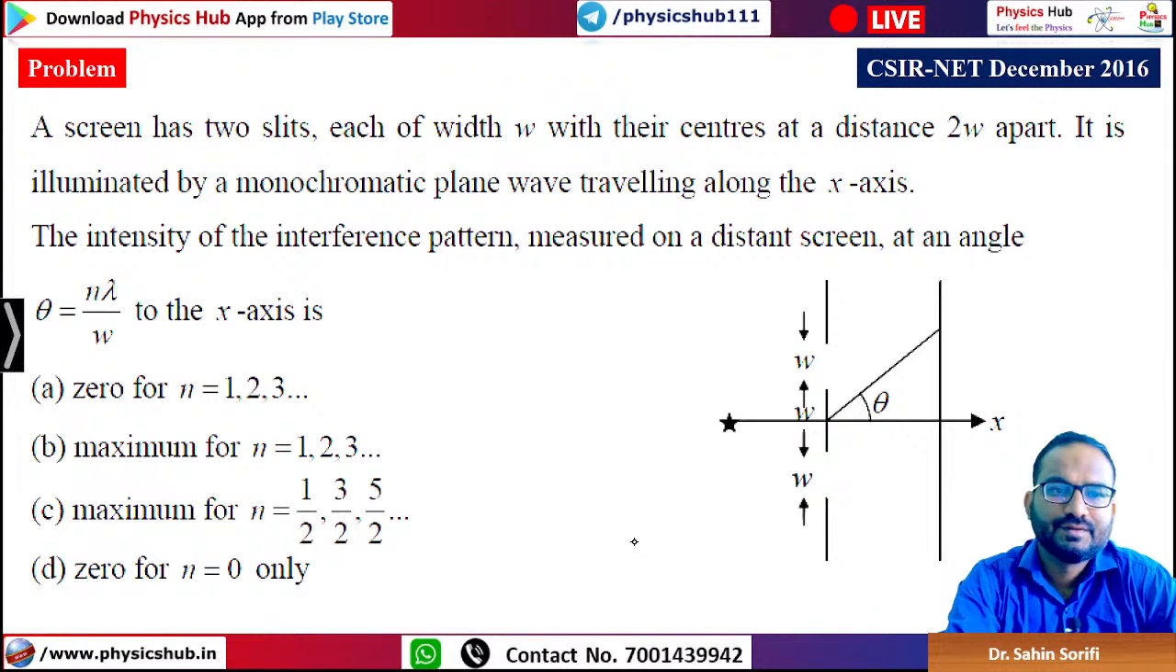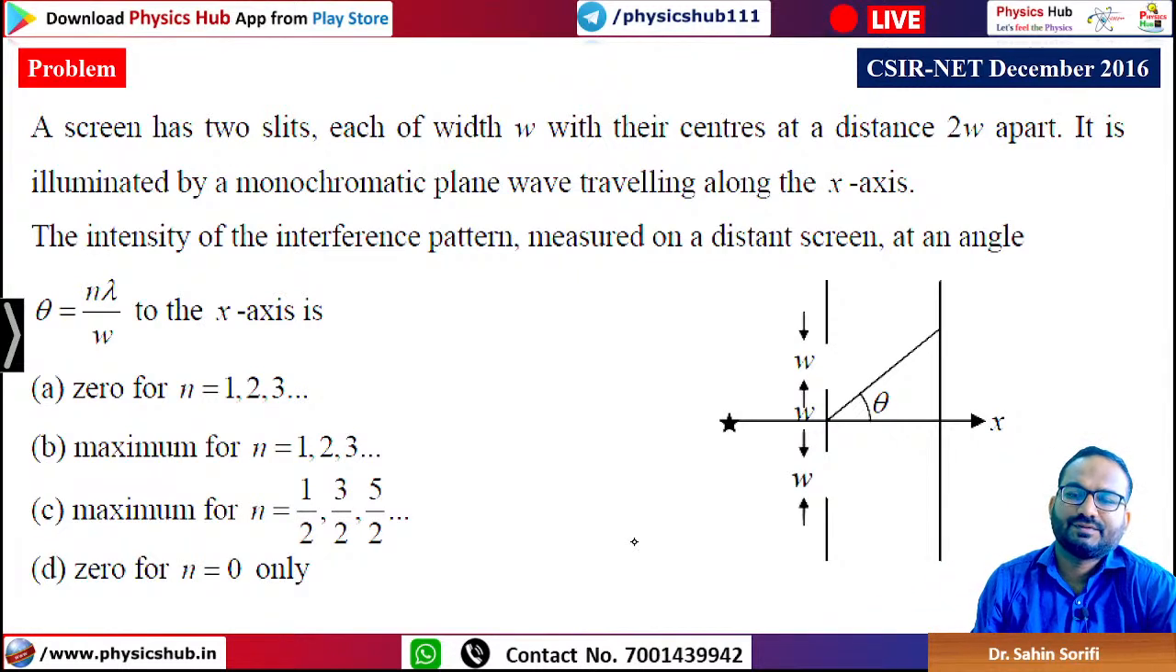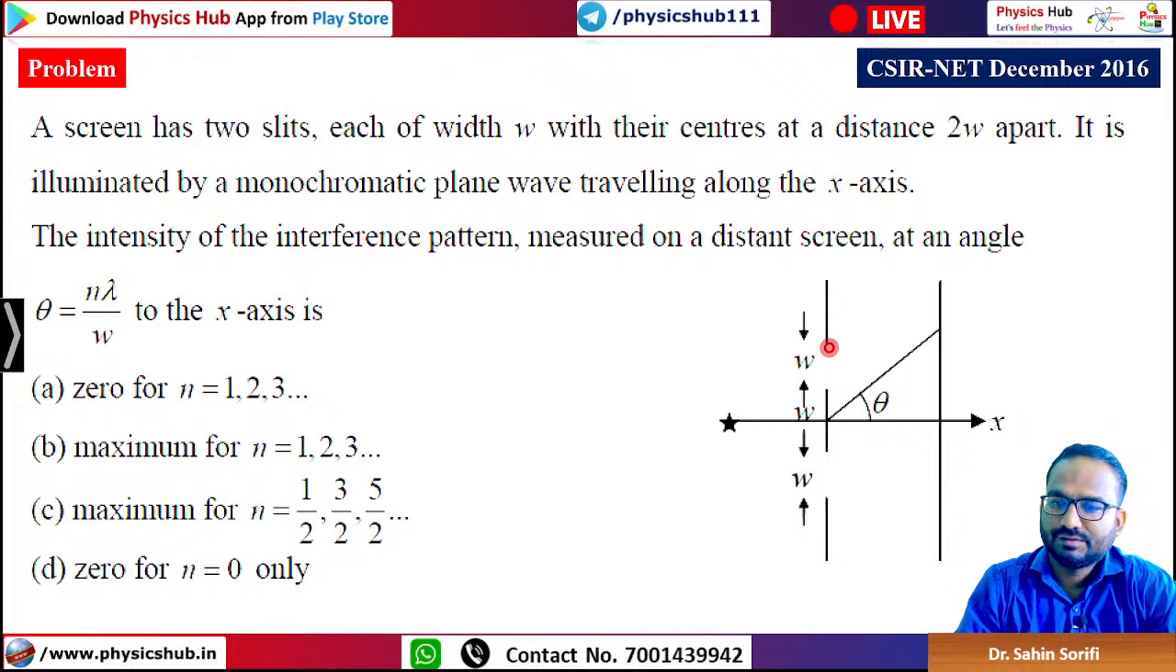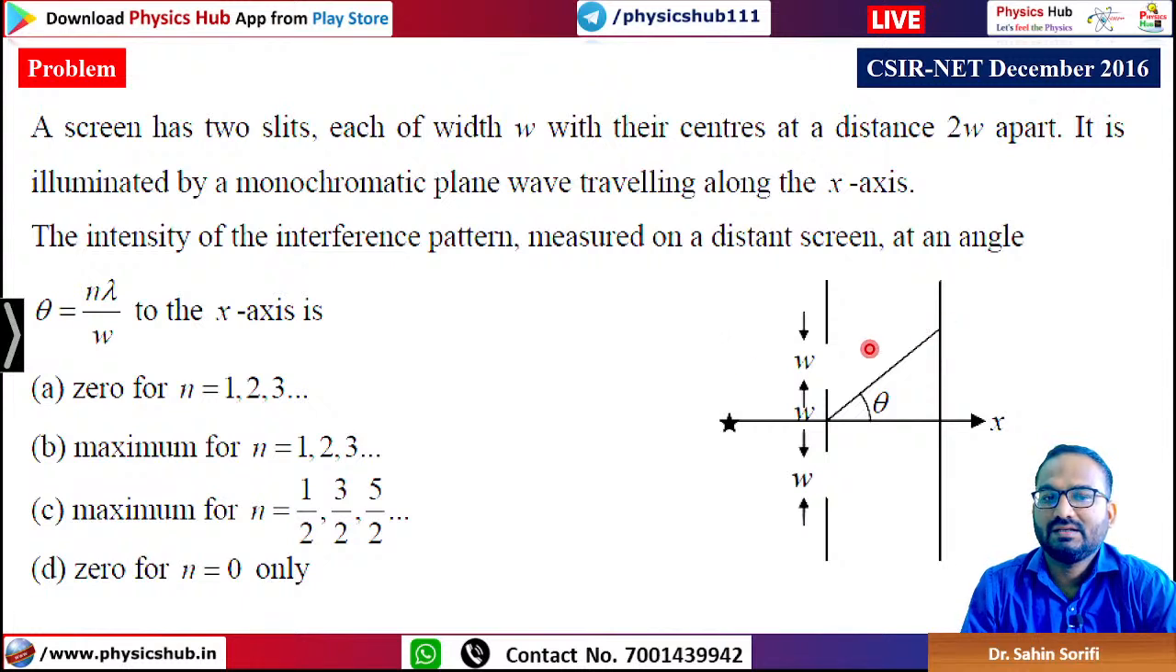Give it a try. A screen has two slits, each of width W, with their centers at a distance of 2W apart. This width is W and center to center distance is 2W. It is illuminated by a monochromatic plane wave. Monochromatic means having single lambda value, plane wave traveling along the x direction. The intensity of the interference pattern measured at a distant screen at an angle theta equal to n lambda by W to the x axis is.